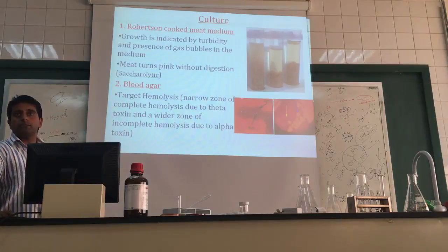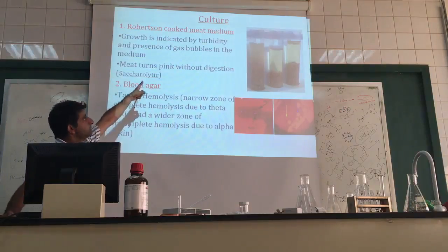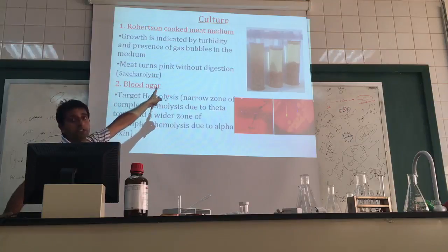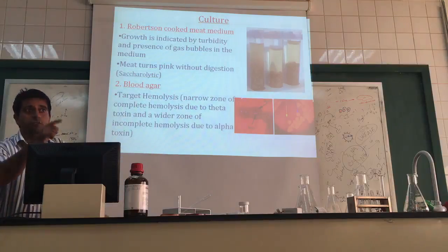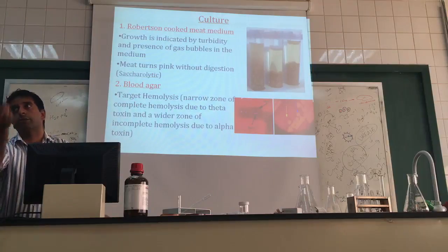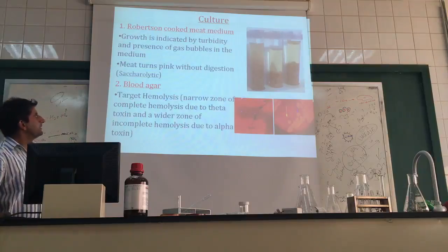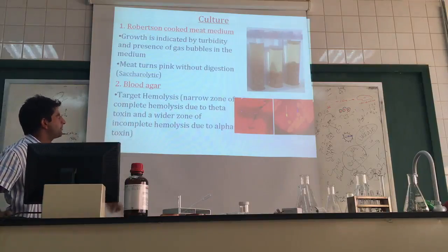Okay? Because what's a meat? Meat is a protein. Meat turns pink without digestion. You see here? Meat turns pink without digestion. This means this bacteria is not breaking down the protein in the meat. If it breaks down, then it is Clostridium, but other species, not perfringens. Fine? It is the hemolysis because of theta toxin and alpha toxin.